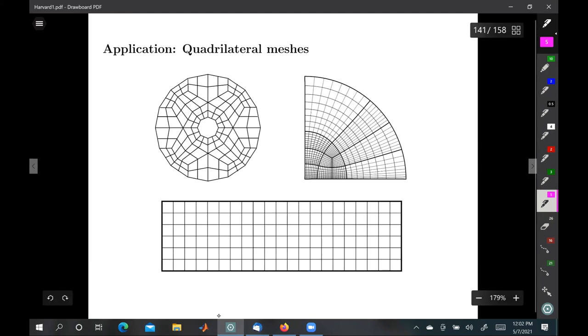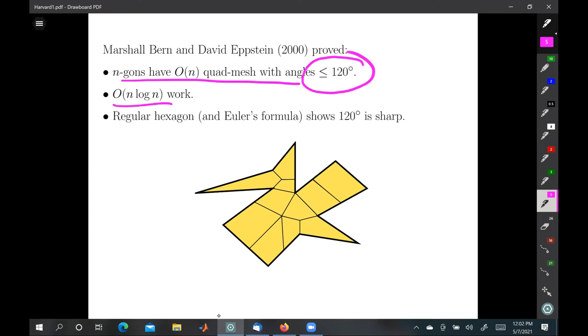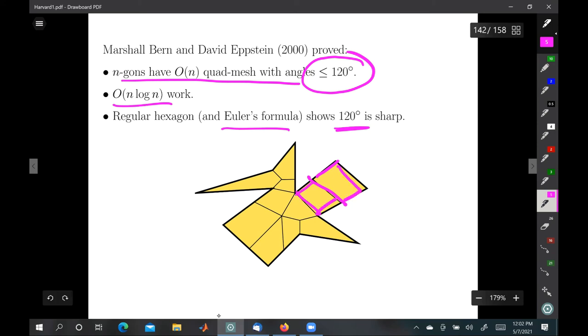The final application that I want to mention is to meshing. So we have some quadrilateral meshes. That just means all the pieces are quadrilaterals. Back in 2000, Marshall Bern and David Eppstein proved that any polygon can be meshed in order of n quadrilateral meshes with an upper bound of 120 and taking n log n work. Okay, a simple application of Euler's formula shows that the 120 is sharp. You can't do better than that. So here's a sort of a sample quadrilateral mesh.